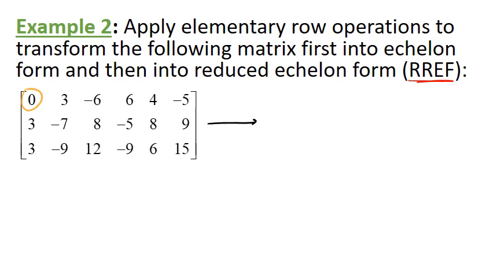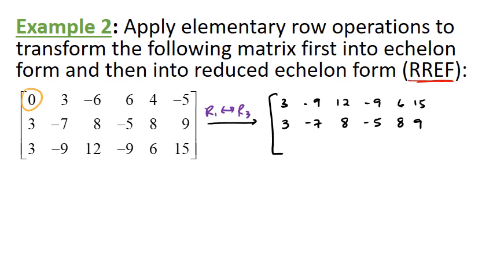I don't know why, but I'm just going to interchange row 1 and row 3. Okay, so this is interchanging. There are a lot of entries in here, so when you are interchanging these, make sure that you check and double check your work. So we get 3, -9, 12, -9, 6, and 15. Row 2 remains the same, and then row 3 becomes row 1.